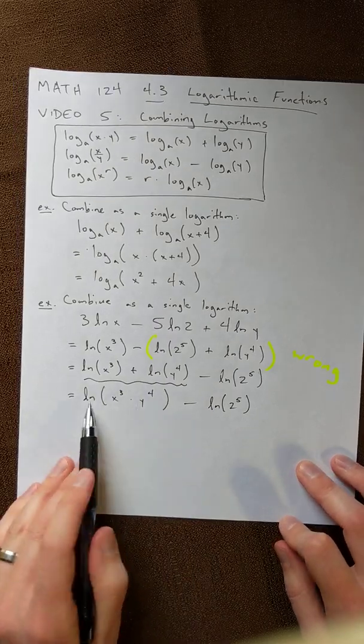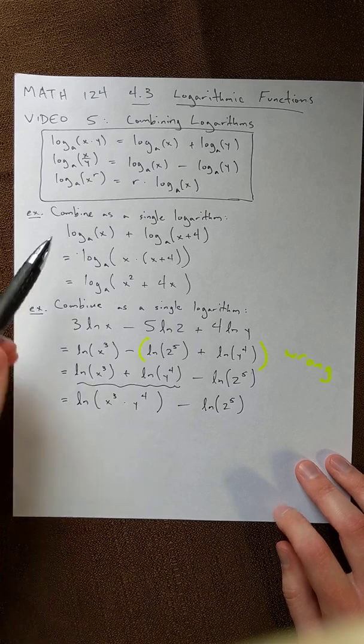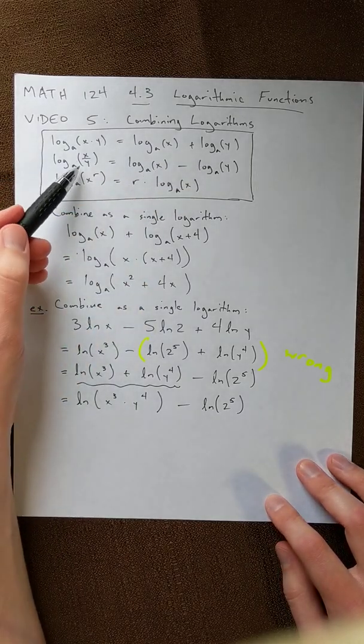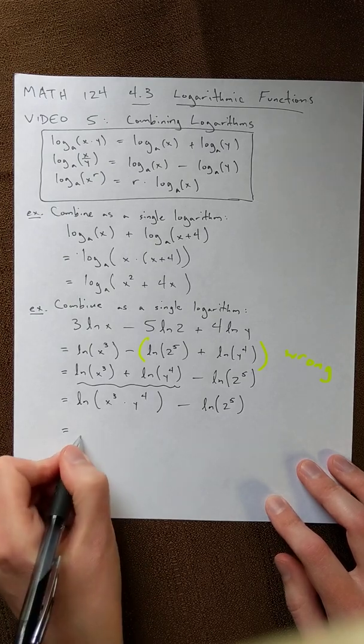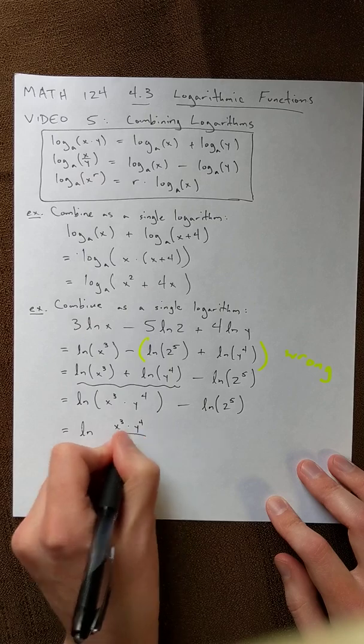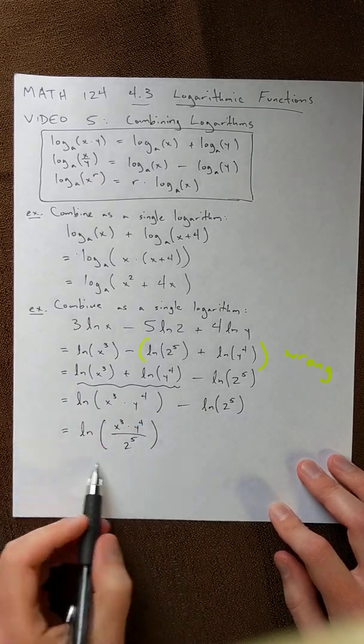Now we have a natural log minus a natural log. And this is finally looking like the middle rule. Log minus log, we're supposed to divide the insides. So natural log of x cubed times y to the fourth, divided by 2 to the fifth. And so that would be our answer.